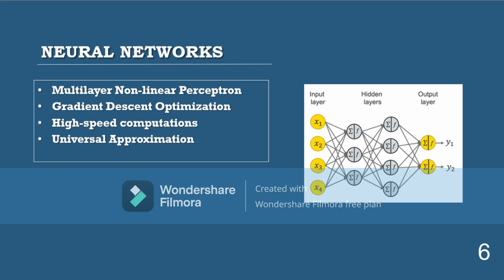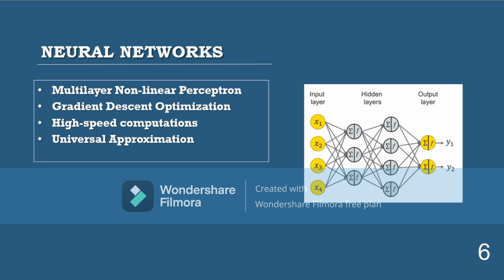Neural networks are powerful models made up of multiple layers of neurons that compute nonlinear functions of multiple input variables. These layers allow the network to capture complex patterns in data. Neural networks are trained using gradient descent optimization, an algorithm that adjusts the model based on a loss function such as least squares. Thanks to their structure, they enable high-speed computations once trained, and importantly, they act as a universal approximator.